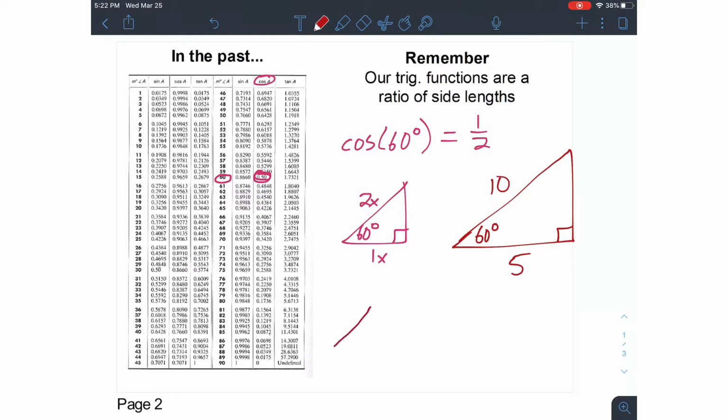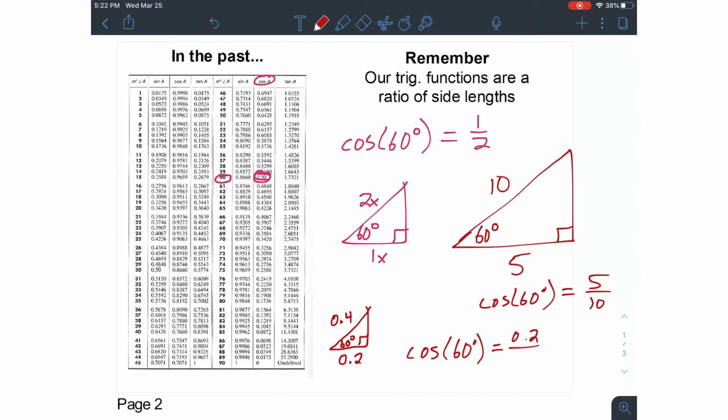We could make a smaller triangle. If I say that's 60, and the hypotenuse of this was going to be 0.4, then the side at the bottom was required to be 0.2, because for each of these, cosine of 60 was equal to 5/10. This one down here, cosine of 60 is equal to 0.2 over 0.4. We're always supposed to have a ratio of 1/2.